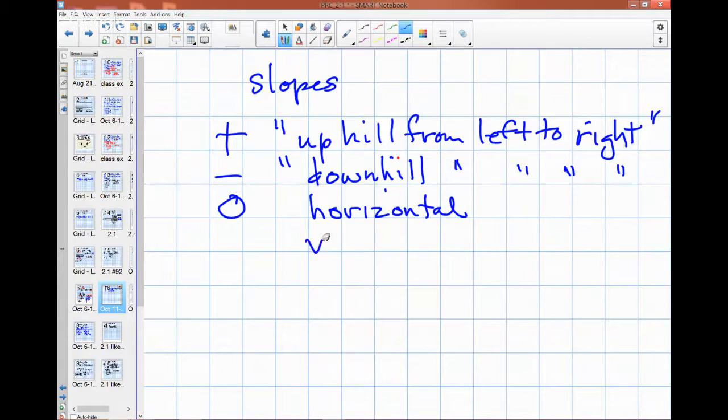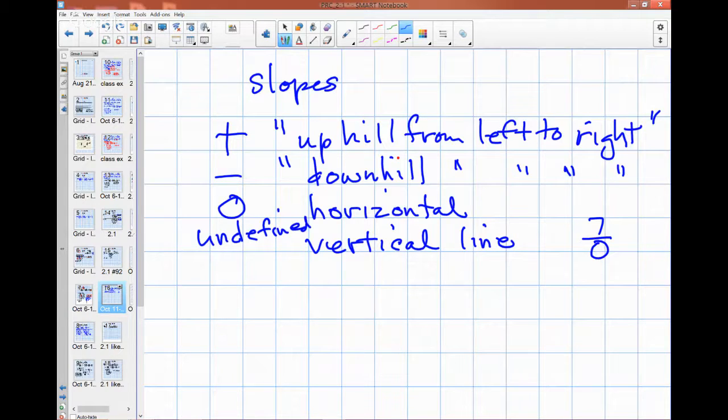Well, what do we do with a vertical line? What's rise over run? You've got all kinds of rise and no run. So you get numbers like 7 over 0. I know, that's trash. You can't do that. So we call this undefined. In other words, you can't list a slope for a vertical line. I needed to get that in here.